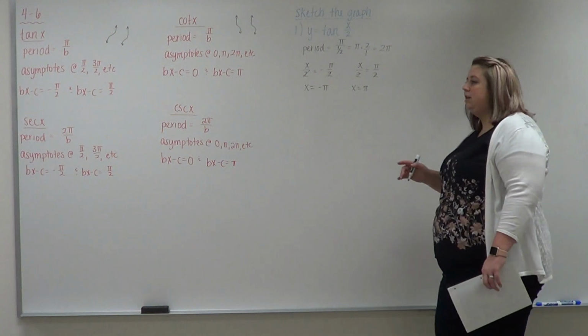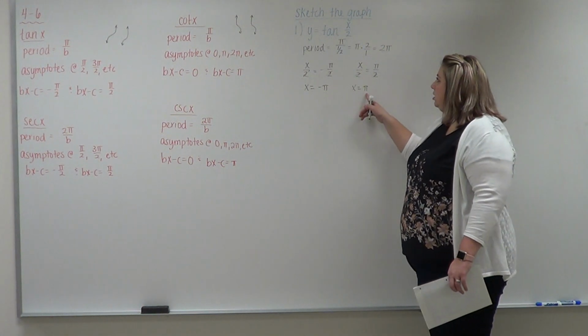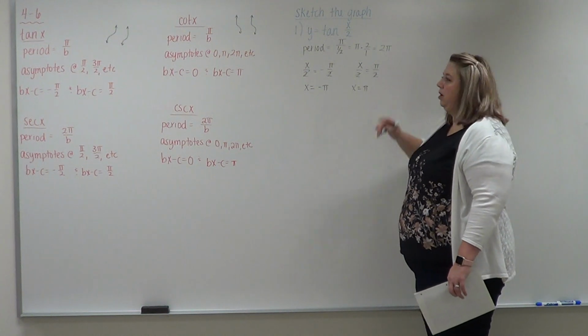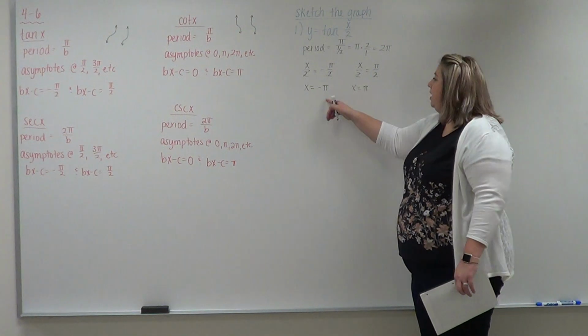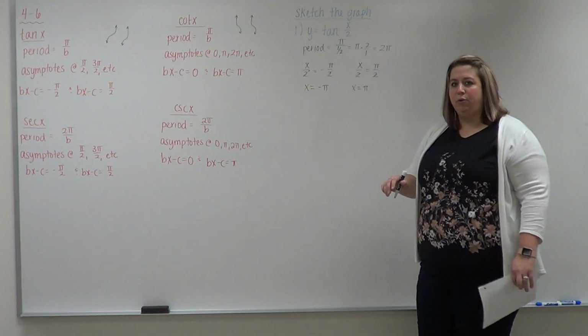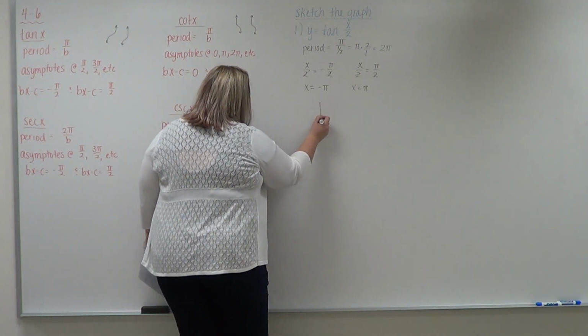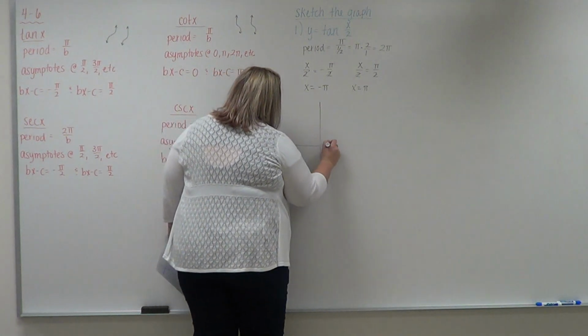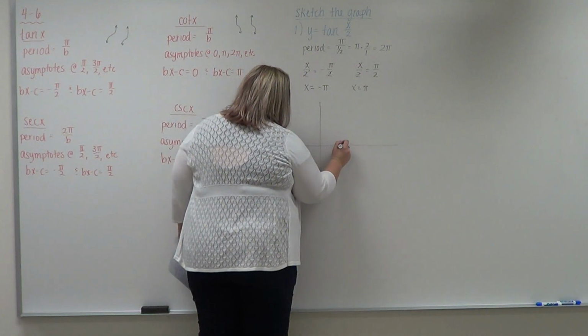The distance between these two numbers should be the length of your period. Well, between negative pi and pi, that's 2 pi. That's the length of my period, so I know I'm okay. Alright, so when I go to graph, I'm at negative pi and pi.